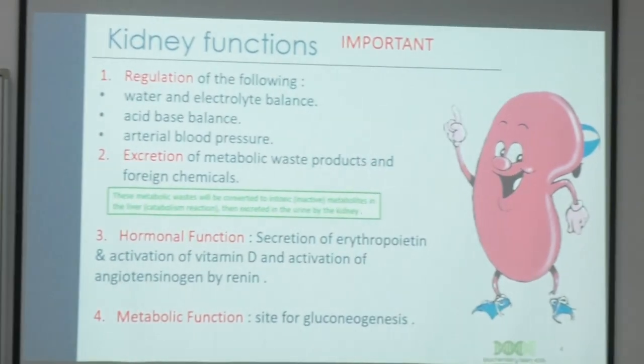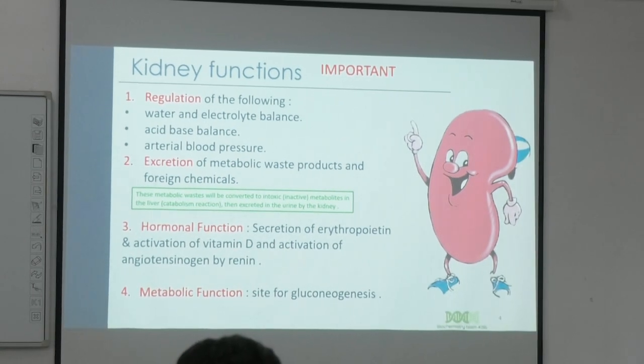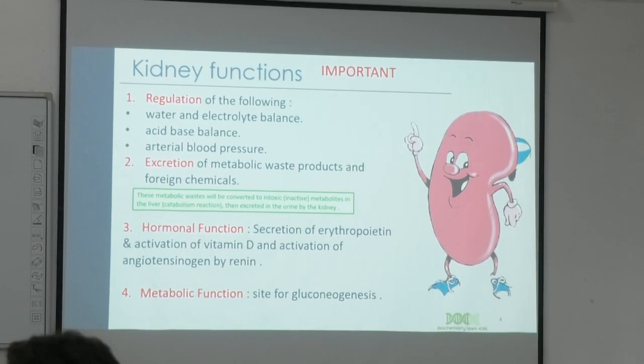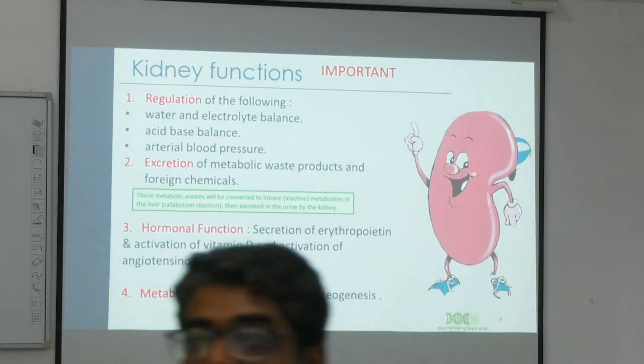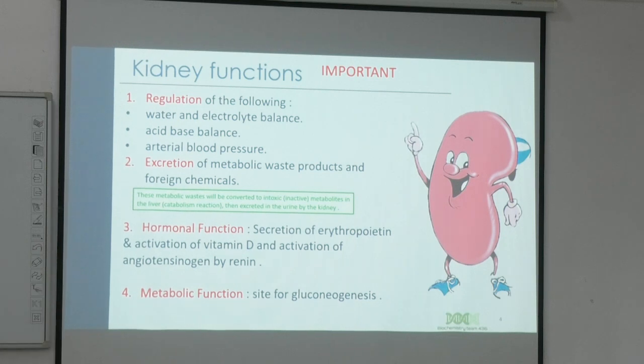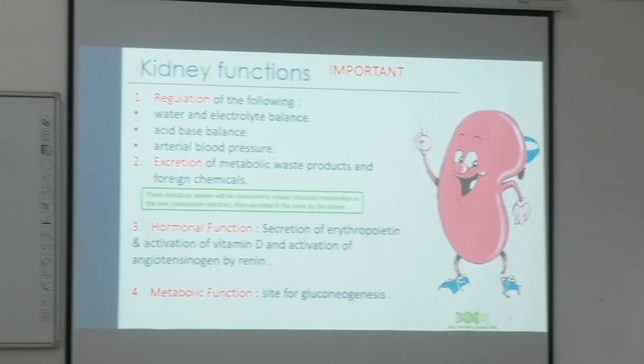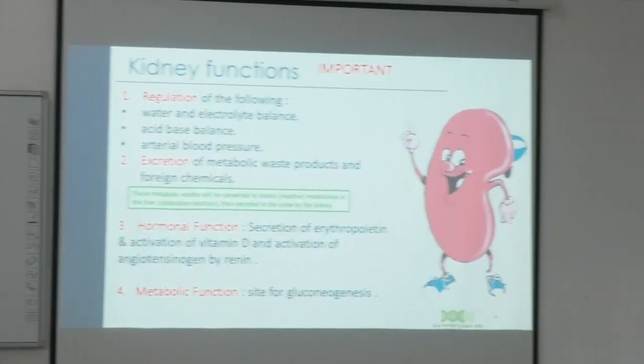Activation of vitamin D, activation of angiotensin by renin, and erythropoietin. What are the major metabolic pathways that are occurring in your kidneys? Which metabolism occurs maximally in your kidneys? Gluconeogenesis first, and second is urea metabolism. Urea metabolism only takes place in two parts of the body, and they are liver and kidney.